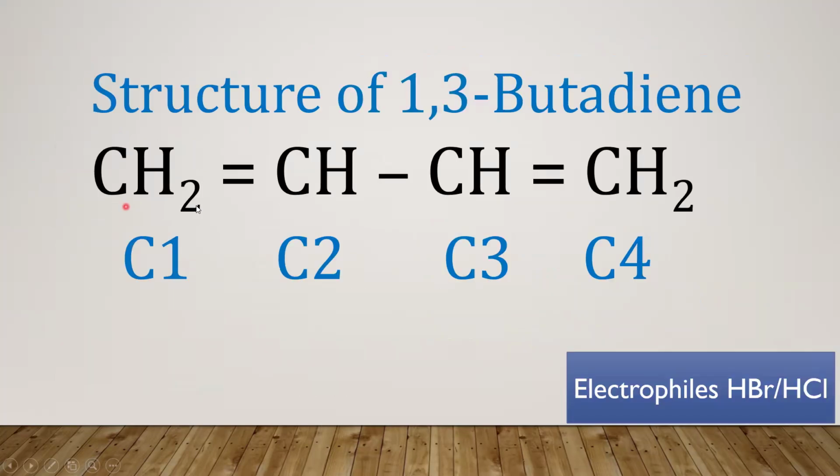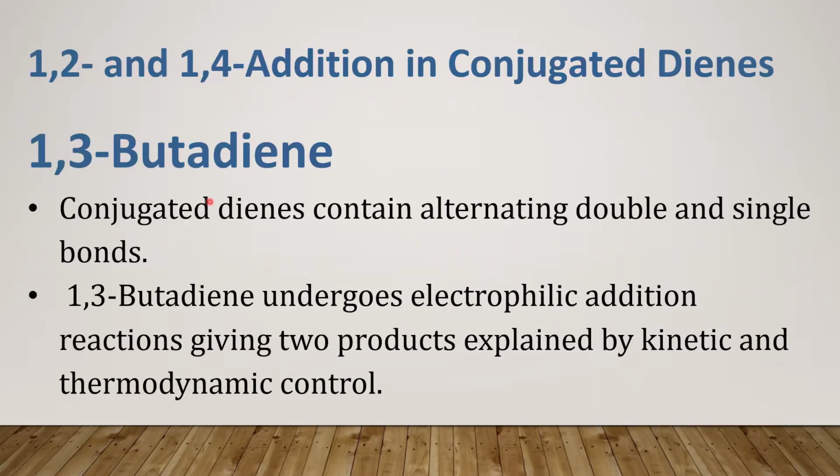See here the structure of 1,3-butadiene. Between C1 and C2, there is a double bond. Between C2 and C3, there is a single bond. Between C3 and C4, there is a double bond. So there are alternate single and double bonds. So it's an excellent example of conjugated dienes.